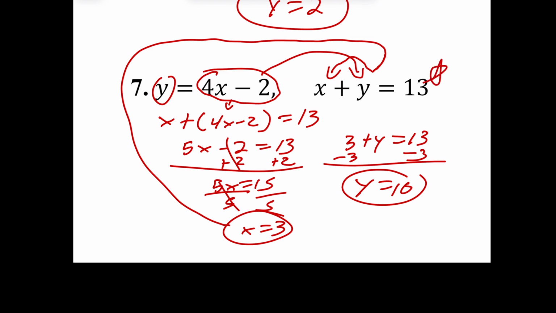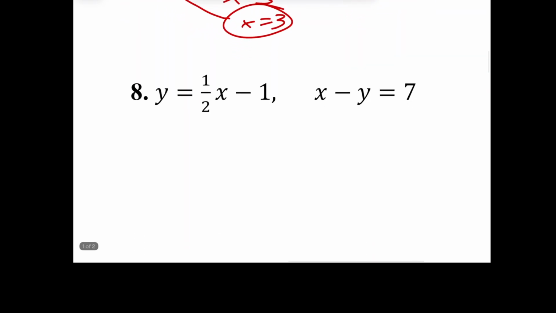And as I look in here, 3 times 4 is 12. 12 minus 2 is 10. Yay, I win. Number 8.